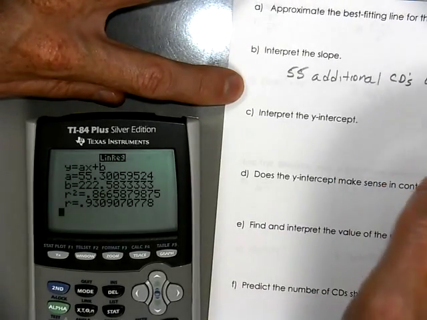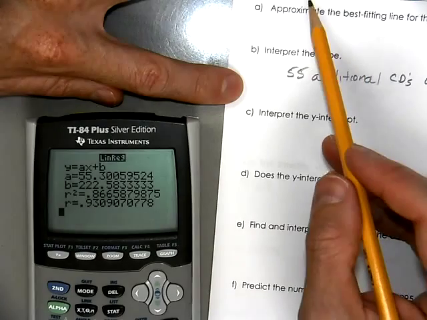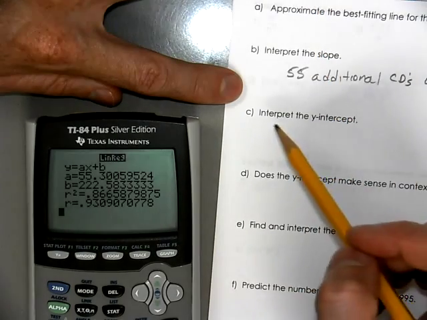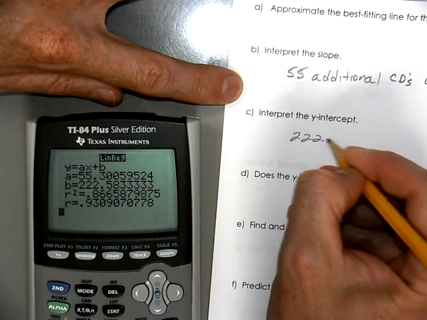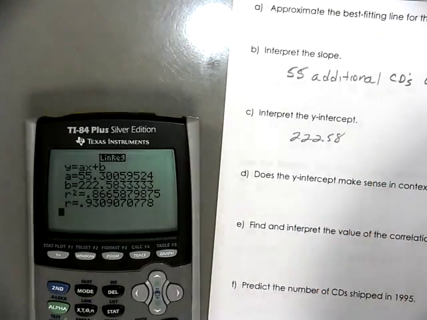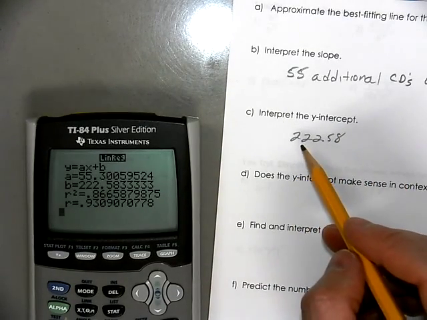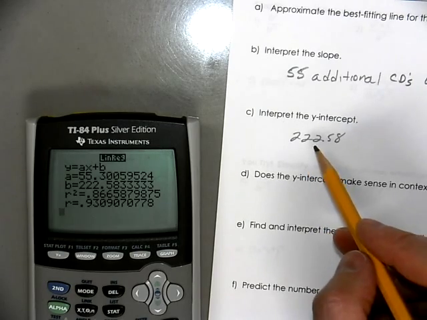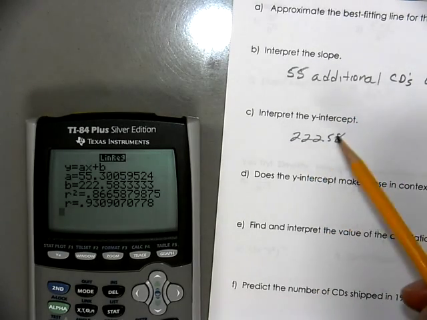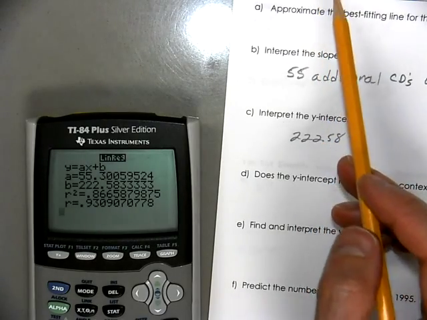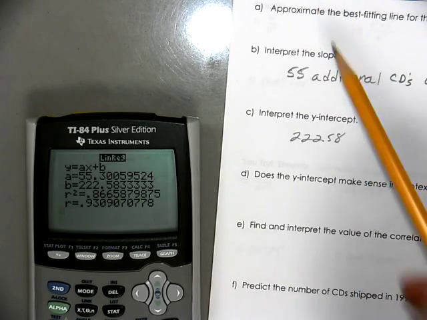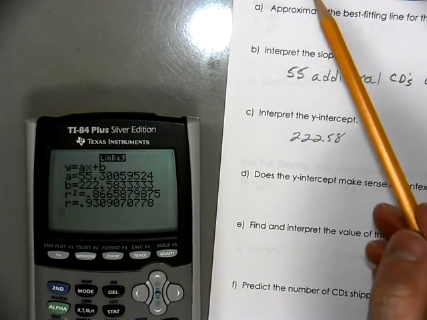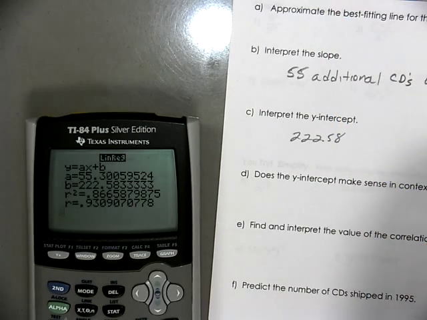The y-intercept. Our y-intercept in this case is 222. So when x is 0, at 0 years after, we're selling this many CDs. Well, in 1988, we sold that many CDs. Just gives you an idea. It's close to that, but not so close. This data is not very linear, that's for sure.